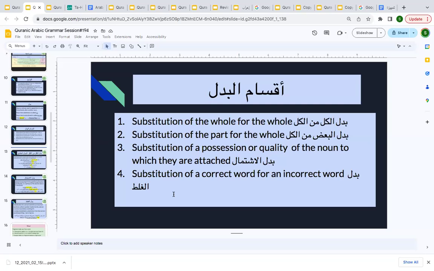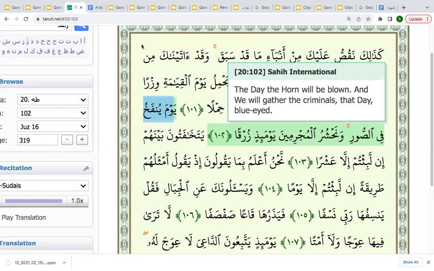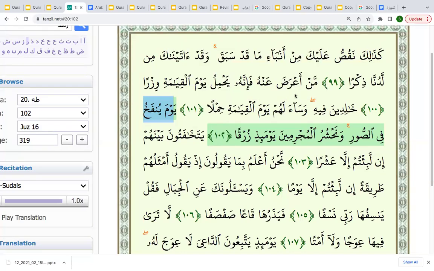If you're telling me that this is ishtimal, then in this verse are we talking about a quality of the day? Yom al Qiyamah, is this a quality of a day, or is it an equivalent replacement? One word is replacing the other word. Ishtimal is not an equal replacement. This one is an equivalent replacement, so it will be labeled as kul, because yom is replacing another yom. Qiyamah is the establishment of the day, with everyone standing and the day being established, and yunfakhu fi sur is also the same thing.